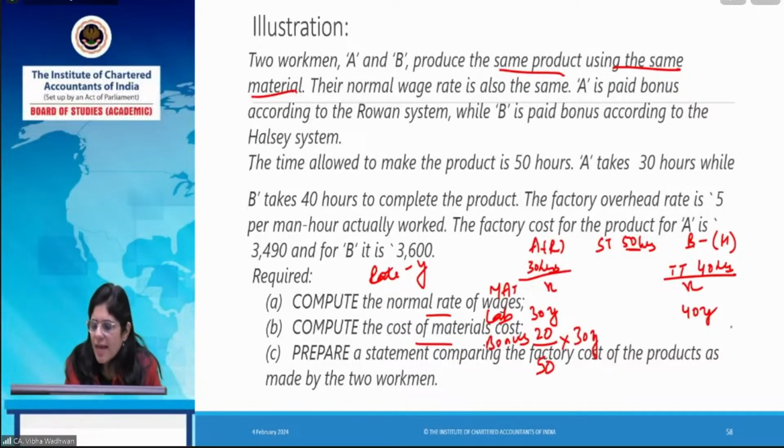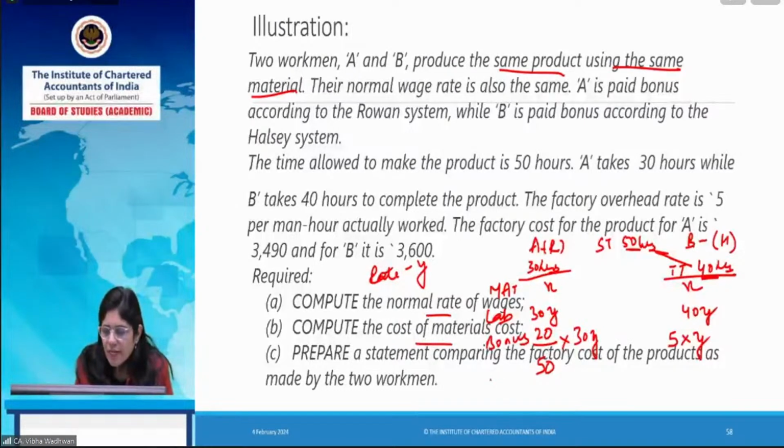Clear? As per Halsey, the bonus is 50% of time saved. He's taking 40 hours, so 10 hours he has saved. 50% of 10 is 5. That means 5 into rate per hour, Y. We don't know the rate per hour. 5 is 50% of time saved. Time saved is 10 hours, 50 hours minus 40 hours, and 50% of that is 5 hours. So 5Y is the bonus.